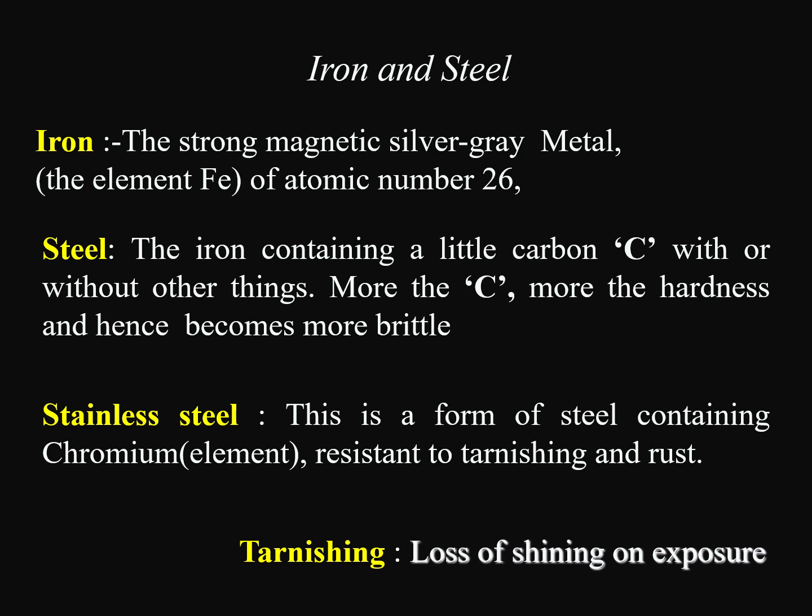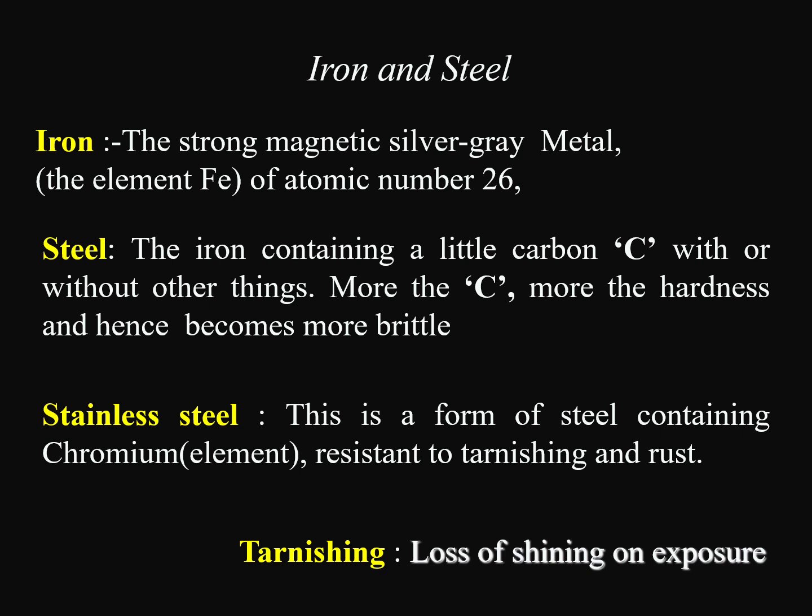Iron and steel. Iron is a strong magnetic silver-grey metal. The element is Fe as per the periodic table and its atomic number is 26. Then what is steel? Iron containing a little carbon, C, with or without other things, is known as steel. The more the carbon, the more the hardness, and hence it becomes more brittle.